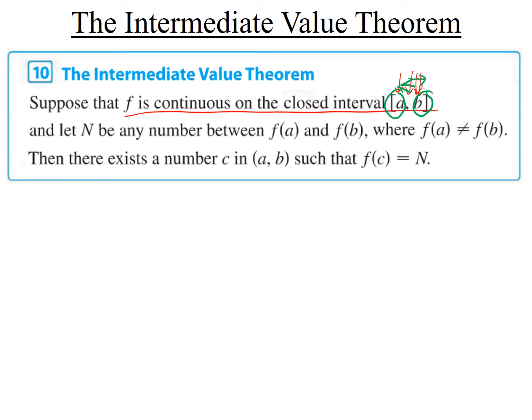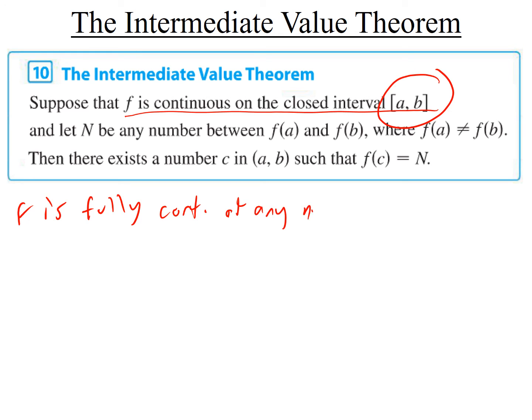It got messy. It means that f is fully continuous, let me go and write that down, so f is fully continuous at any number that's between a and b. Okay, so if you pick any number between a and b, it's fully continuous.